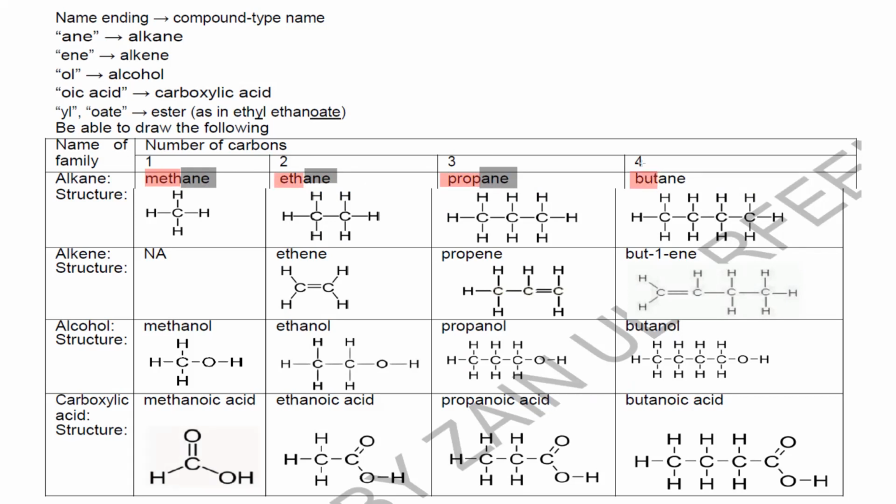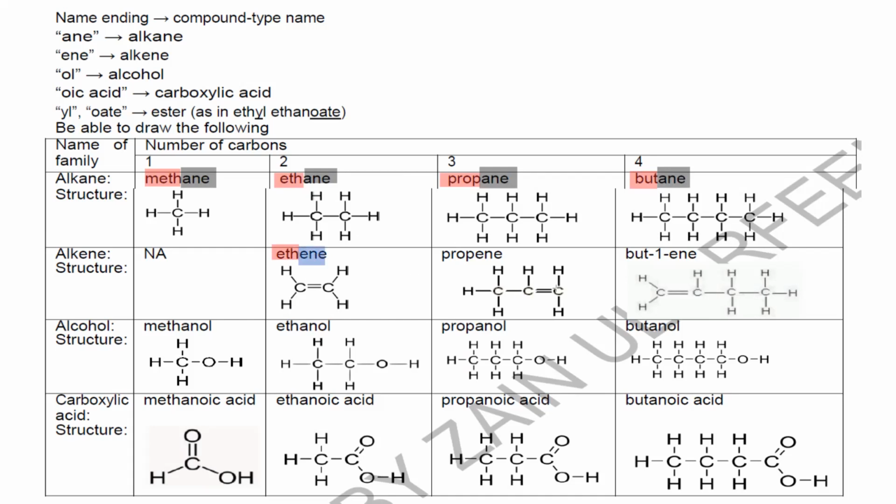Single bond between them, ane. So it is butane. Now, when we check the second one, 2 carbon atoms. So if 2 carbon atoms are there, due to the presence of 2 carbon, it is eth. Because there is a double bond, so it is ene. So it is called ethene.